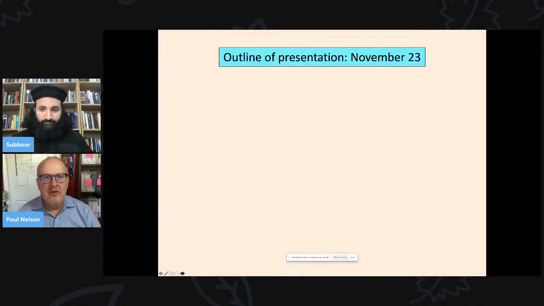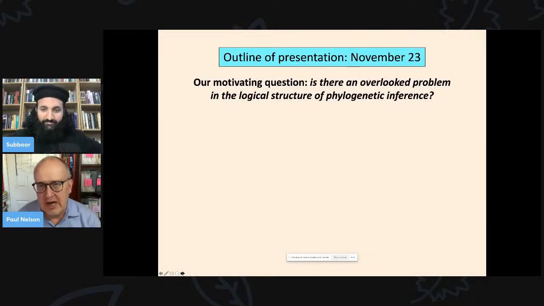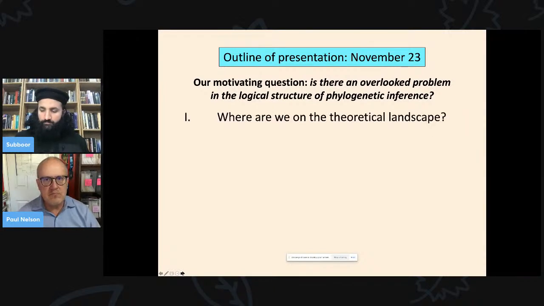Great. So I will just start with a quick outline of where we are going today. And I apologize to everyone, by the way, that I was not able to present this on the 18th as advertised. But I hope that even though it's coming at a somewhat later date, it will still be interesting. So our motivating question is the following. Is there an overlooked problem in the logical structure of phylogenetic inference?